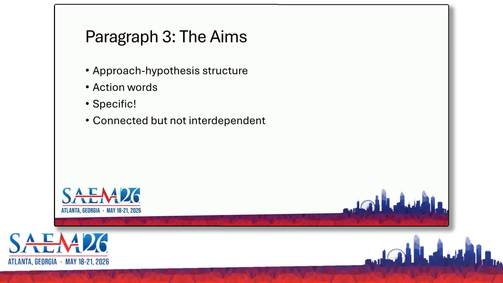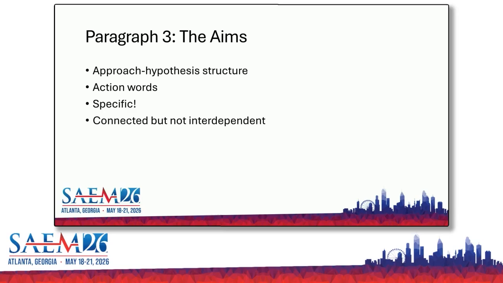You want to say what you're going to do, give a very brief summary of how you're going to do it, and if it's a hypothesis-driven aim, state your hypothesis. The reviewers are going to want to see that. If it's a qualitative aim or some exploratory aim where you're going down a rabbit hole in aim 3, that's fine, but put in a structure so reviewers know what to look for. Use action words, right?